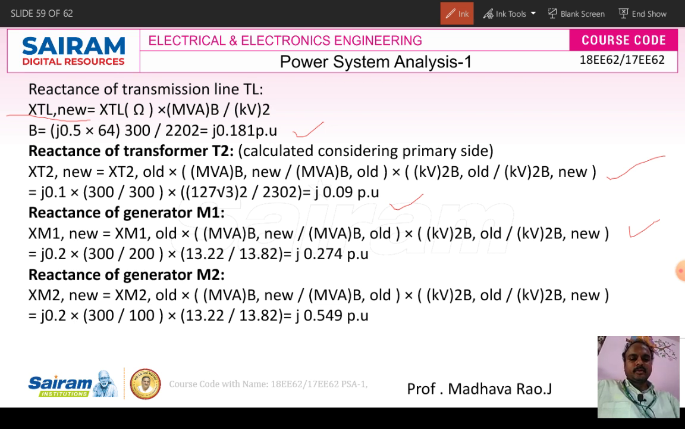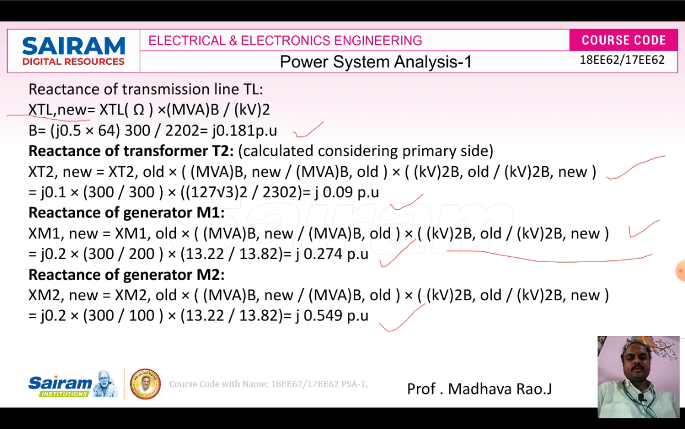You have to remember these well, since we will use this formula in every problem. Instead of motor, generator, or transformer, this formula is the same. So this is one very important formula, and you have to practice it well. The reactance of motor 1 is j0.274 per unit and motor 2 is j0.549 per unit. So these are the reactance values we calculated.